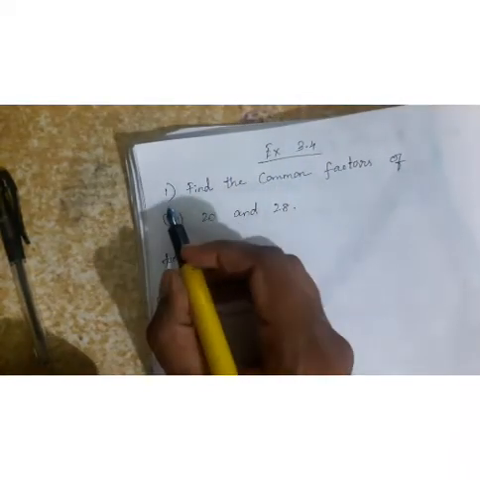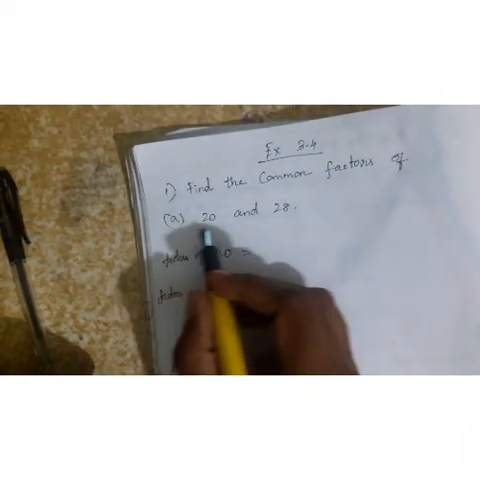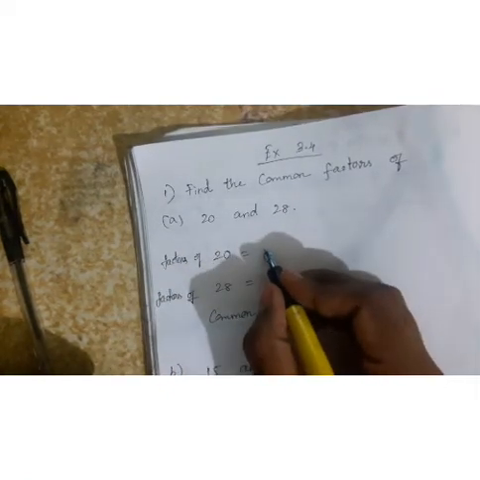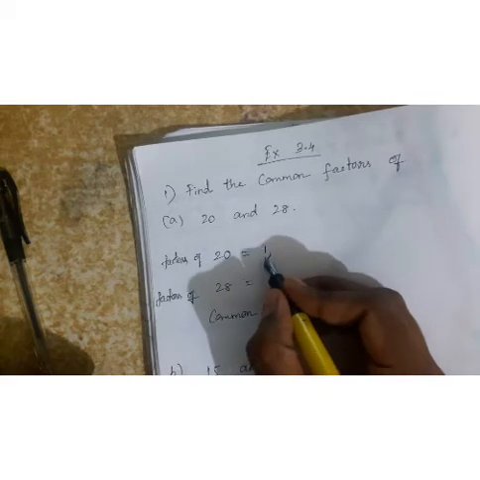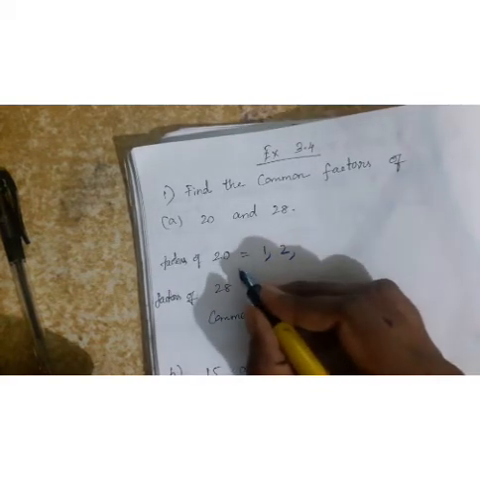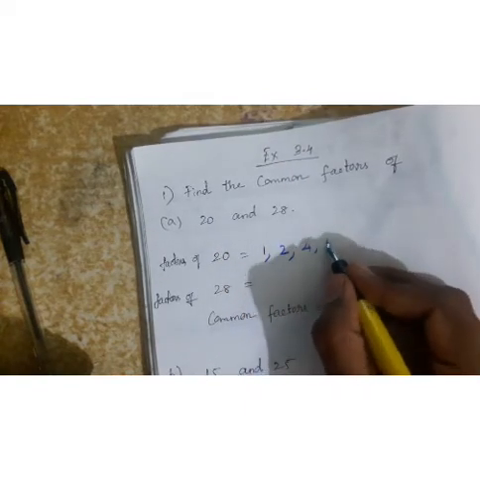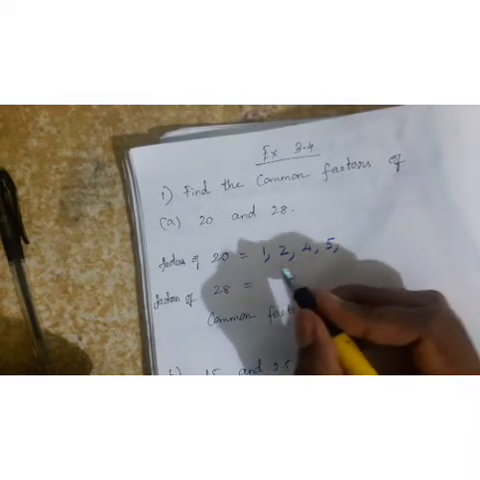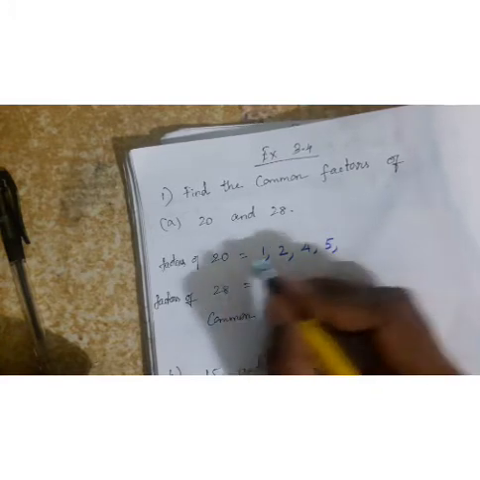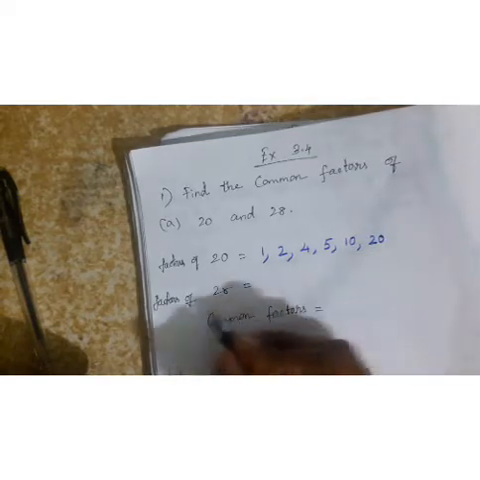Exercise 3.4. Question number 1. Find the common factors of A part 20 and 28. Factors of 20 equal to 1, which is a factor of every number. 20 is divisible by 2. 20 is not divisible by 3. 20 is divisible by 4. 20 is divisible by 5. 20 is not divisible by 6, 7, 8 and 9. 20 is divisible by 10. 20 is divisible by 20.